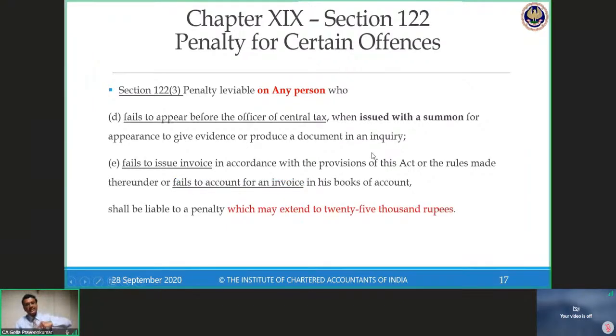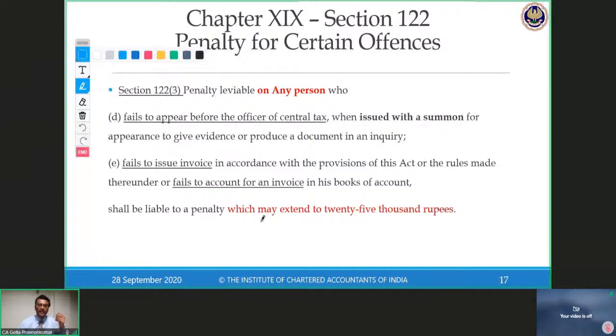If any of these provisions are contravened, he shall be liable to a penalty which may extend up to 25,000 rupees. So 122(3) says that for any of those persons identified above, there is a penal provision applicable which may extend up to 25,000. So here the law has given a maximum ceiling of 25,000. 25,000 under the CGST law, 25,000 under the SGST law. So a penalty of 50,000.